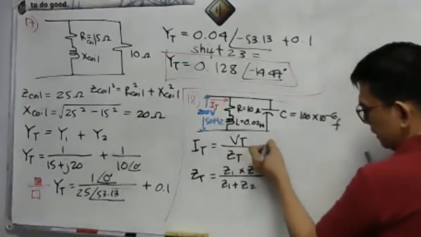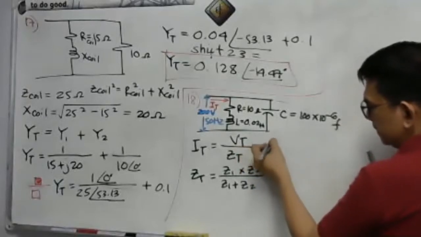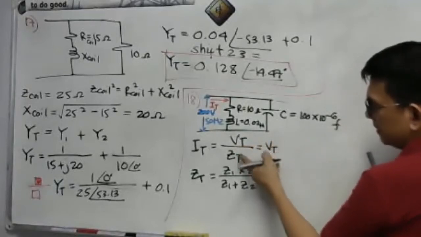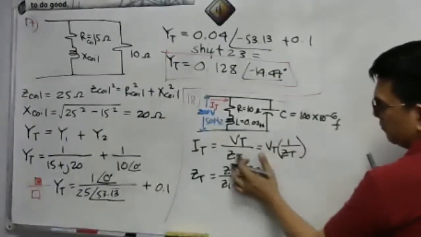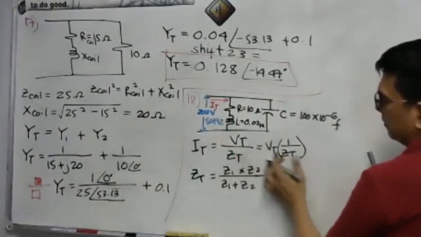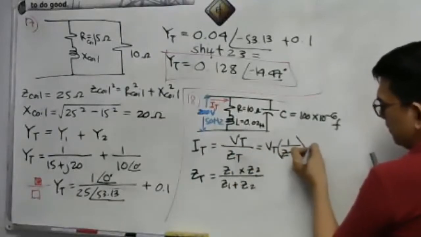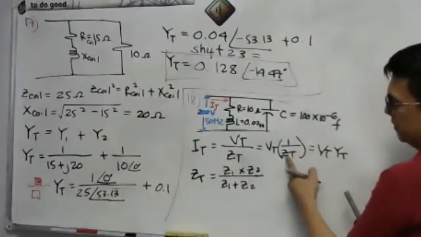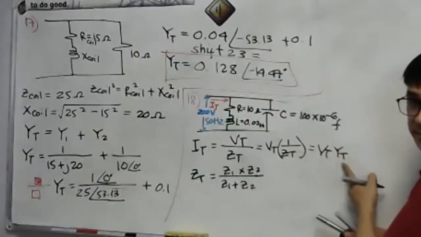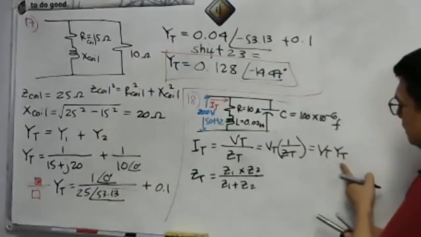Take a look. We can have this as V total, then that is multiplied by 1 over ZT. Just the same, no? It's the same equation actually. So we may say that this is V total. So what is 1 over Z total? That is the admittance, right? That is the admittance. Okay?